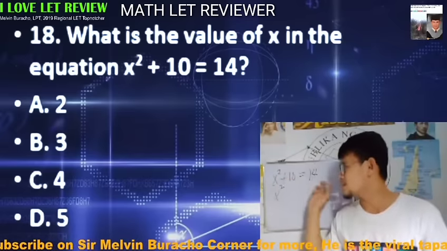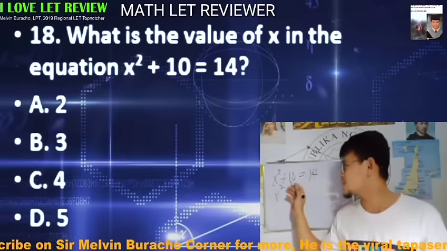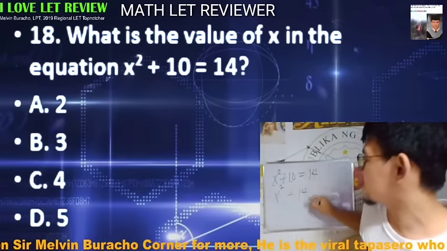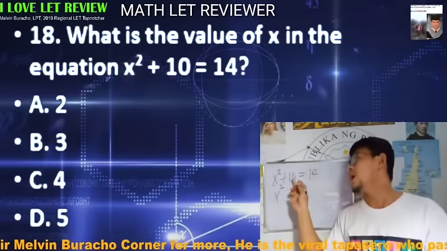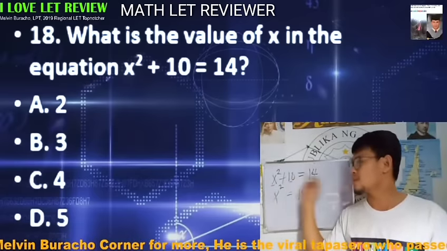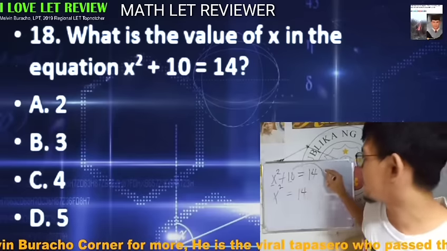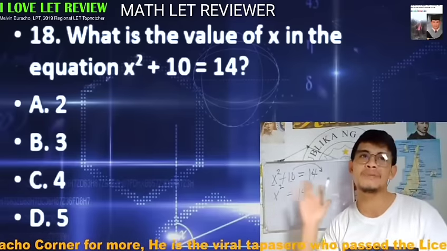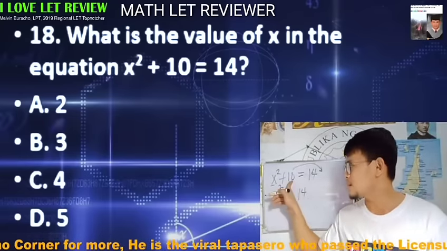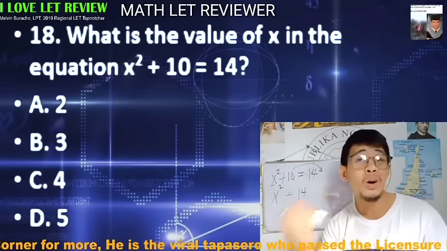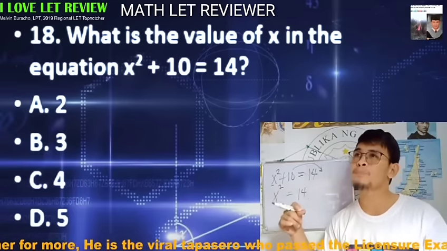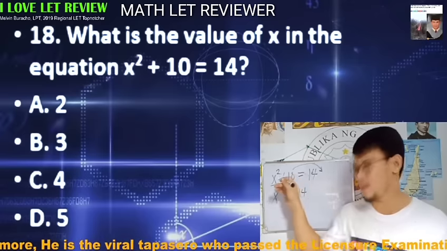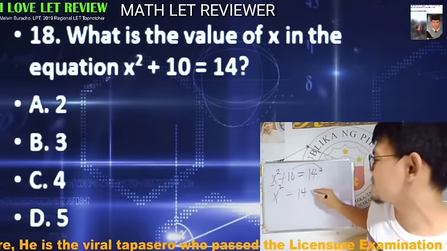So what are the like terms in this given equation? This is 10 and 14. You are having one like terms, 10 and 14, you just have to transfer 10 here. Of course, every time that you transfer a certain number from the different side of the equation, it will also change its sign. Since this is positive here, this will become negative when you transfer it here.